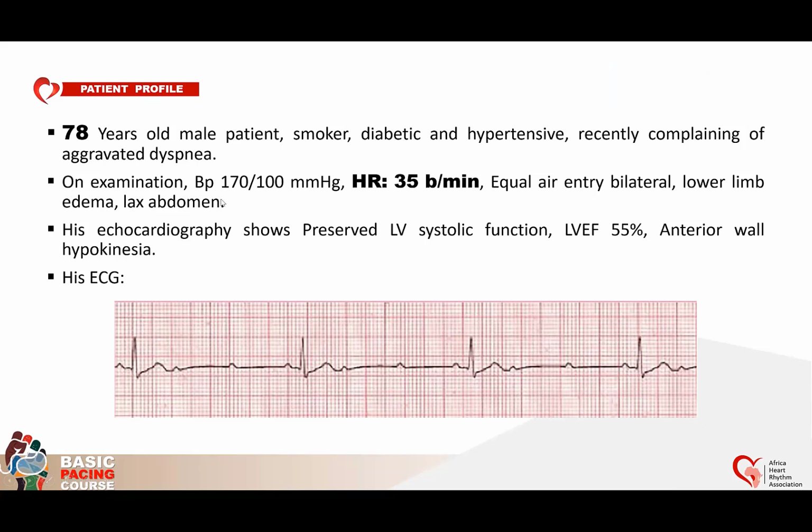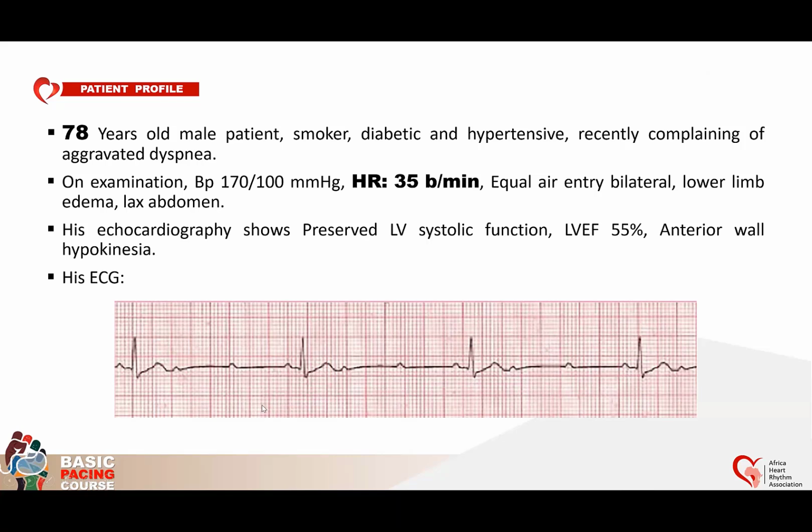On examination, he had mild hypertension with a heart rate of 35 beats per minute, equal air entry bilaterally, mild lower limb edema, and a lax abdomen. His echocardiography shows preserved LV systolic function with an estimated ejection fraction of 55%. And this is his ECG.